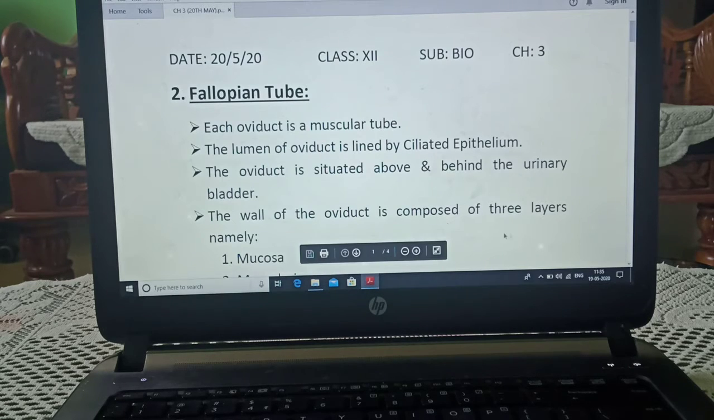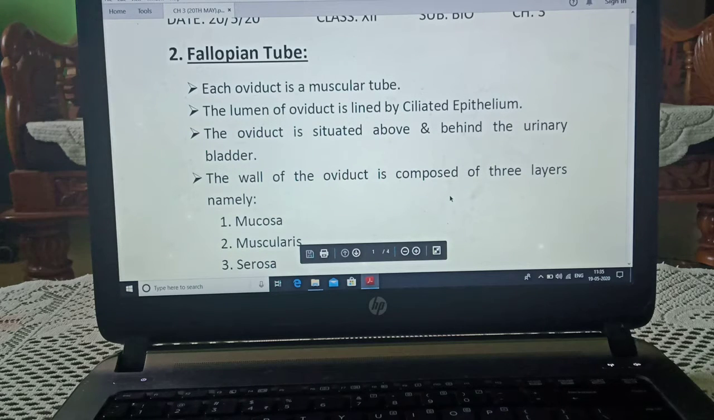Today we are starting with the fallopian tube. Each oviduct is a muscular tube. The lumen of the oviduct is lined by ciliated epithelium. The oviduct is situated above and behind the urinary bladder.